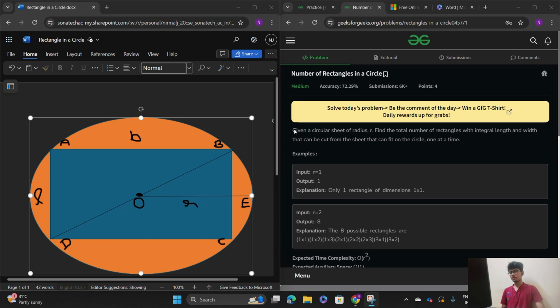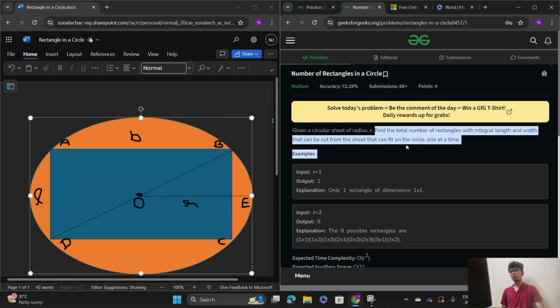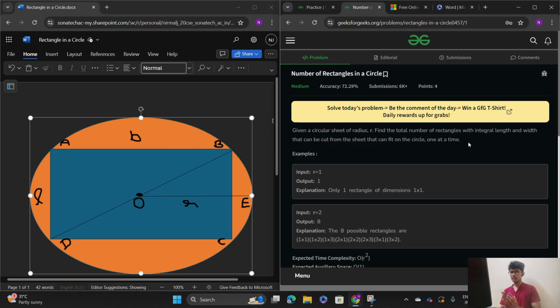First of all, they have given a circular sheet of radius r and asked us to find the total number of rectangles with integral length and width that can be cut from the sheet and that can fit on the circle one at a time. What it means is that they have given a circle and we need to find the total number of rectangles which can fit into the circle.